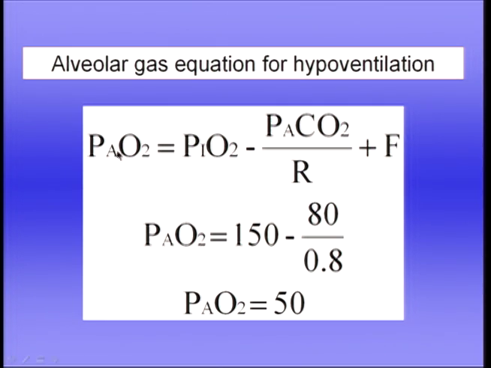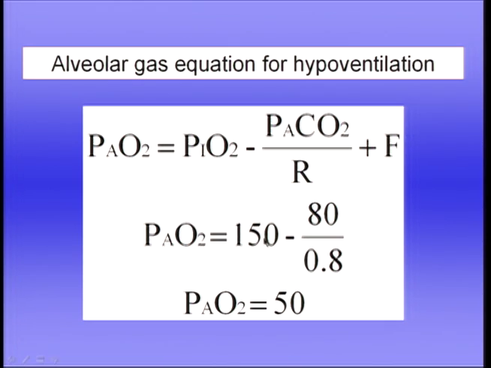Again, the alveolar gas equation. Alveolar PO2 is equal to the inspired PO2 minus the alveolar PCO2 over the respiratory exchange ratio. Let's neglect the R value there. And so if we have hypoventilation, let's assume that the alveolar ventilation falls to half of its normal value, then the PCO2 will double from 40 to 80. So the equation now is that the alveolar PO2 is 150, which is the inspired value, minus 80 over 0.8. 80 over 0.8 is 100, so the alveolar PO2 is 50.